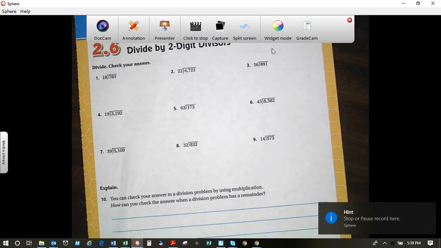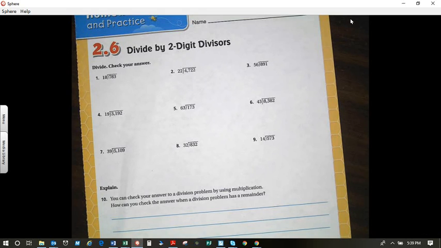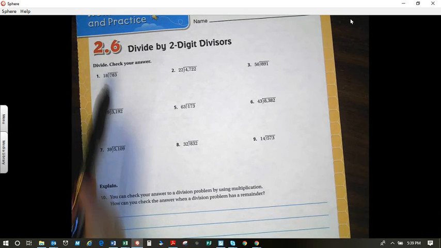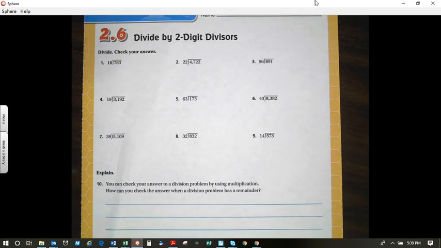Hey everybody. Okay, so tonight I'm going to be doing the odd numbers. Last night you did the even numbers. If you forgot your homework, you can absolutely use these equations and put it on a separate sheet of paper. It's about practicing, and the more practice you get, the easier division will become. But if you don't practice, you won't understand it.